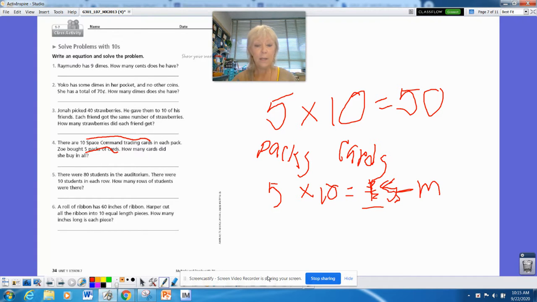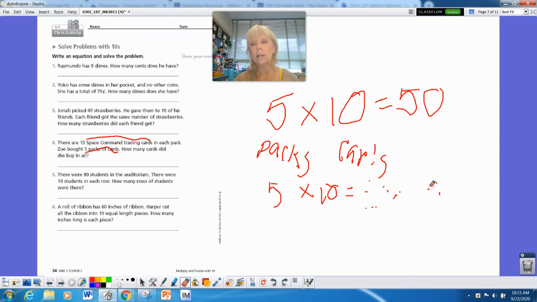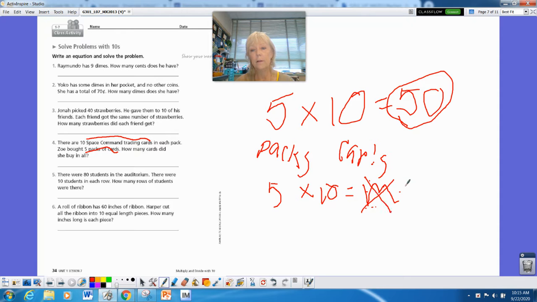And in this case, I'm going to erase this. So M. In this case, 5 packs times 10 cards equals M. And the M represents 50. So we would take out the M and we would put in the total, 50.